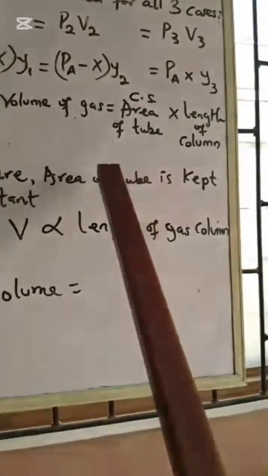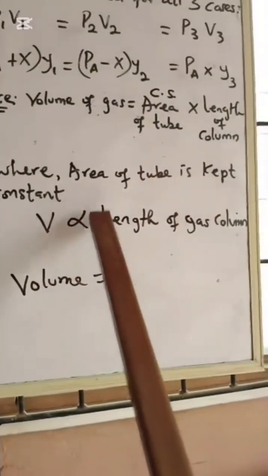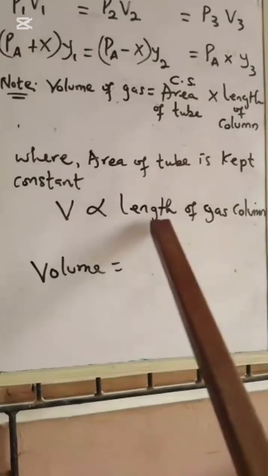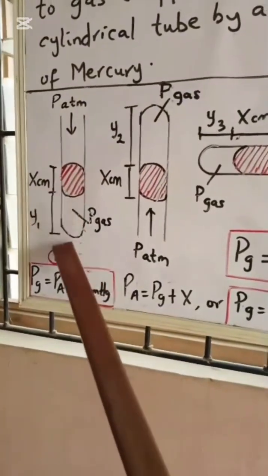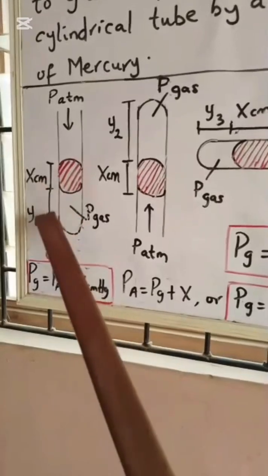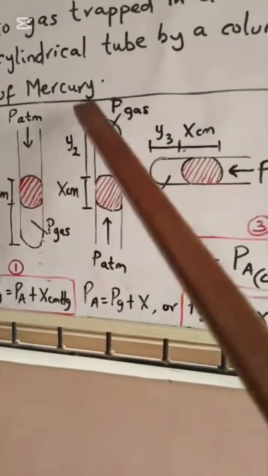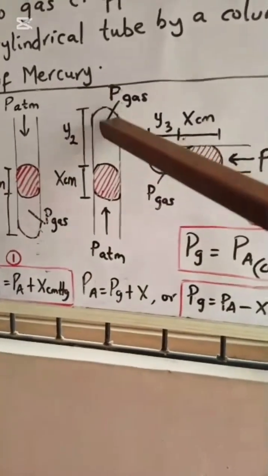So if it's kept constant, we can just say the volume of the gas is directly proportional to the length of the gas column. The length of the gas column is the length of the trapped gas. The length is y1 in the first case. In this case, it's y2.